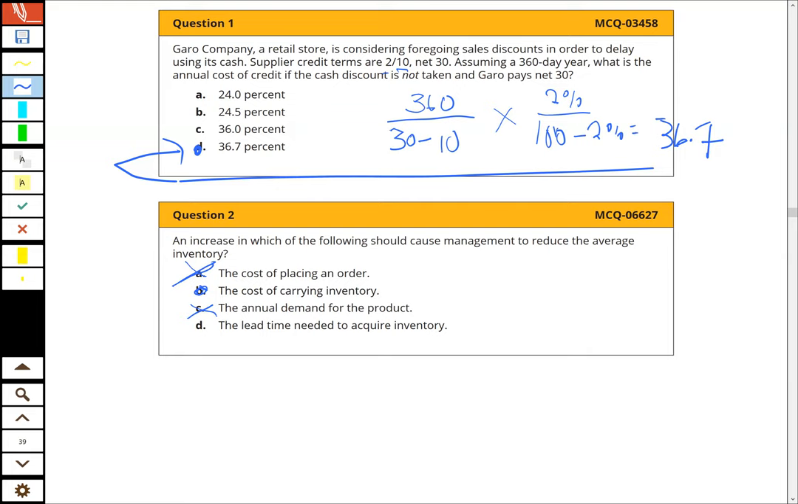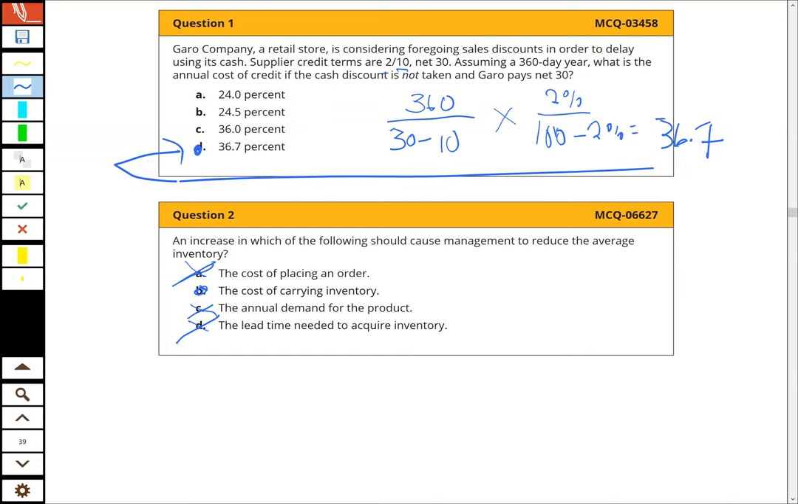Okay. D, the lead time needed to acquire inventory. Well, if that's the case, it takes us a while to get the inventory to our premises. We have to produce it, or it's coming from overseas or something. Then we're going to want to carry more inventory so that we have it available.